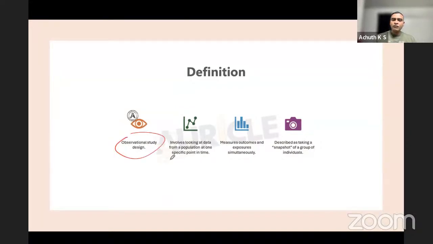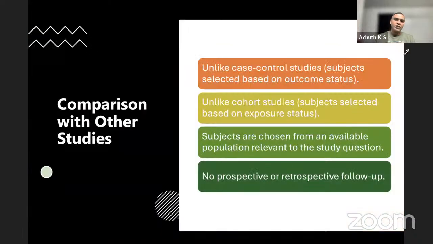It is an observational design. It involves looking at the data from a population at one specific point in time. It measures the outcome and exposure at the same time. It is described as a snapshot. It is called a photo of a study or a group of individuals who are under study.